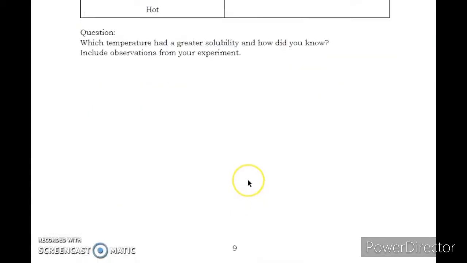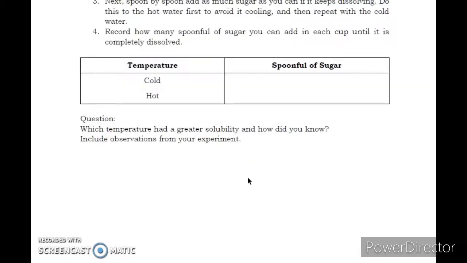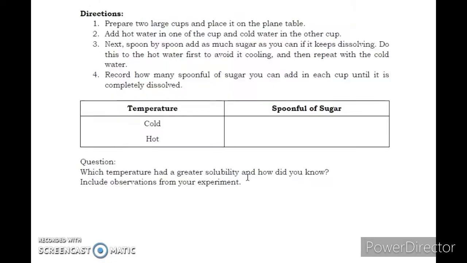Okay, so that ends our lesson 1, which is about saturated solution and unsaturated solution. So, if you have questions regarding our lesson for today, just give me a message so that we can be able to answer your queries or your questions on our lesson.